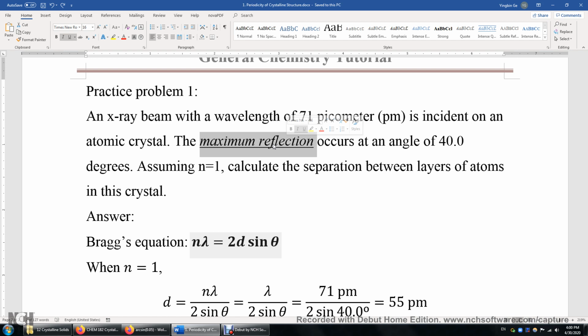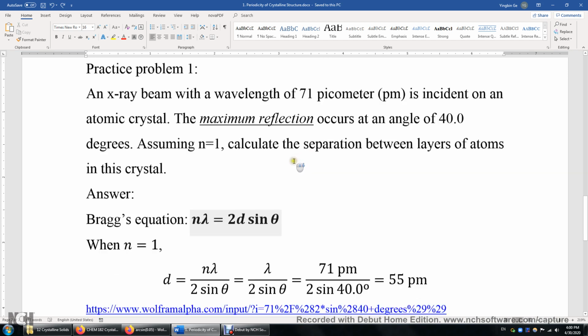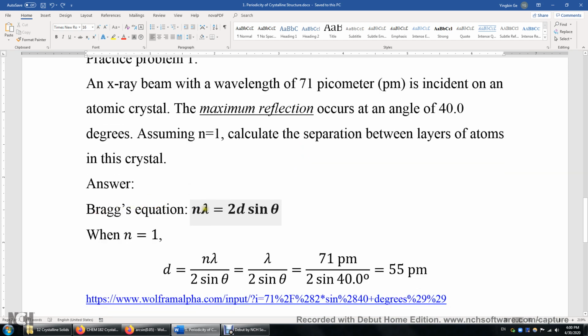Therefore, we know that this 2d sine theta has to be lambda, 2 lambda, 3 lambda, or any other integer multiple of lambda. But just for simplicity, let's assume n is just 1. Then we can calculate the separation between two layers. Bragg's equation is n lambda equals 2d sine theta. We assume n is 1, therefore lambda is 2d sine theta, and d is simply lambda over 2 sine theta. Okay? We plug in numbers.